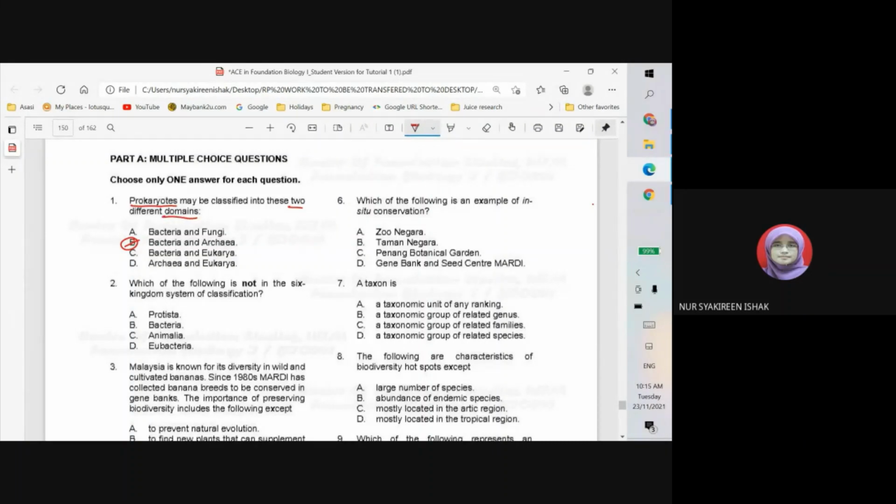So prokaryote, as you know, it is unicellular organisms, okay, that is simple and they do not have any membrane-bound organelles. So you can classify them as either in the domain of bacteria or in the domain of archaea. So if the prokaryote lives in a more extreme environment, okay, such as in hot spring, in area that has high methane concentration, they are known as methanogens. Okay, so extreme condition, so they are grouped under the domain archaea.